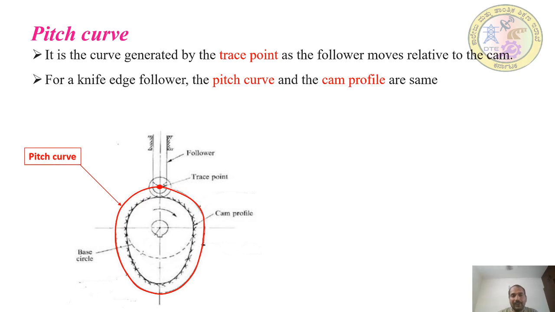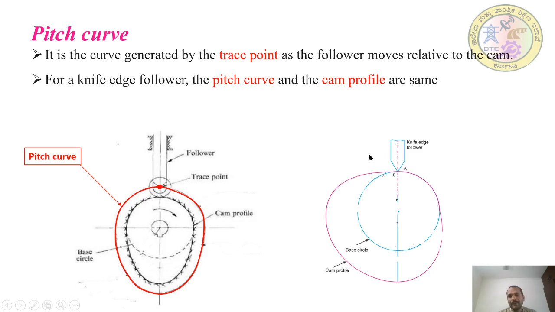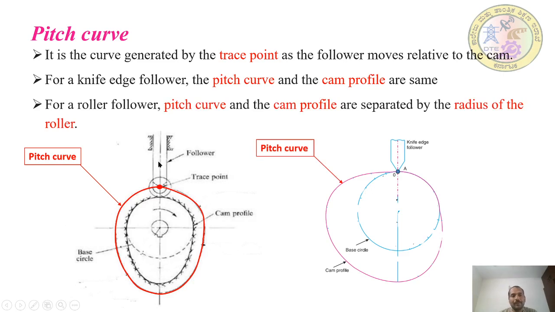For a knife edge follower, pitch curve and the cam profile are same. But for roller follower, the pitch curve and cam profile are separated by radius of the roller.